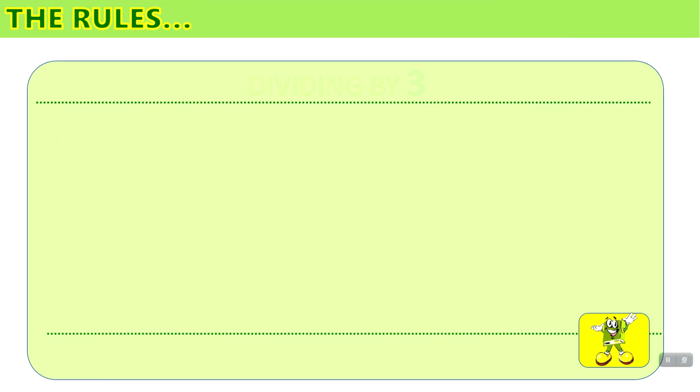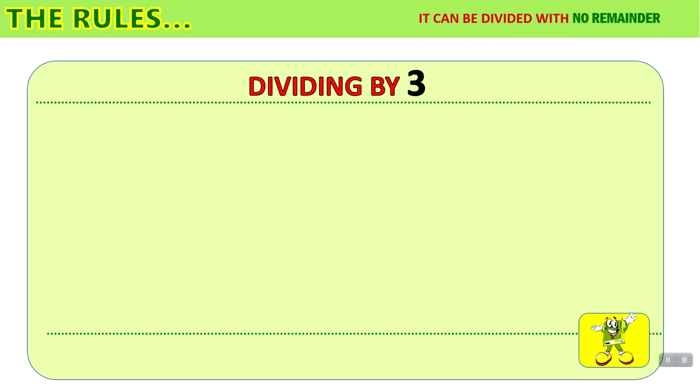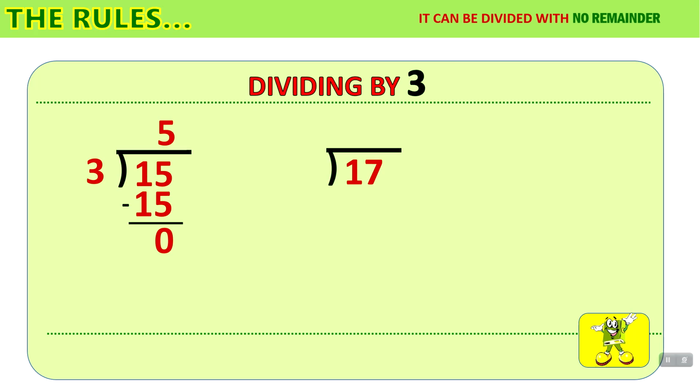Let's go on to dividing by 3. Remember, if something is divisible by 3, it can be divided by 3 and have 0 as the remainder. Let's divide 15 by 3. 15 divided by 3 is 5. 5 times 3 is 15. We subtract, we're left with 0. Let's try 17. 17 divided by 3 is 5. 5 times 3 is 15. We have a remainder of 2.